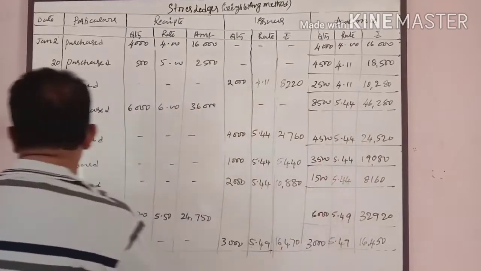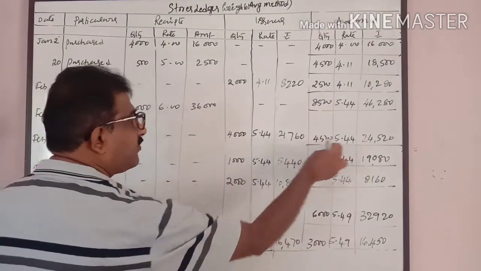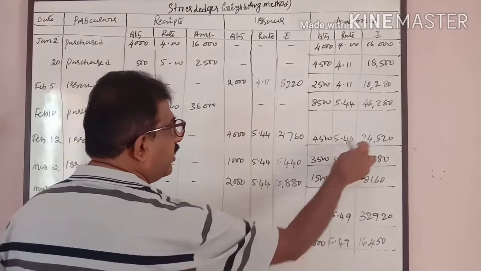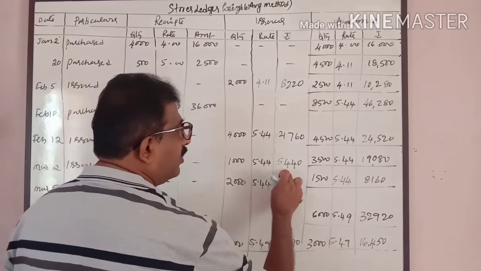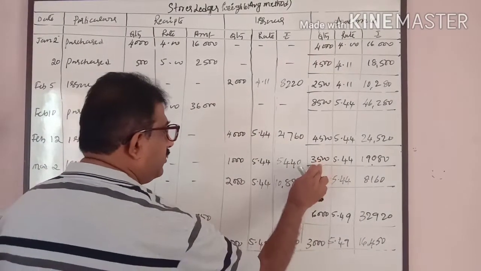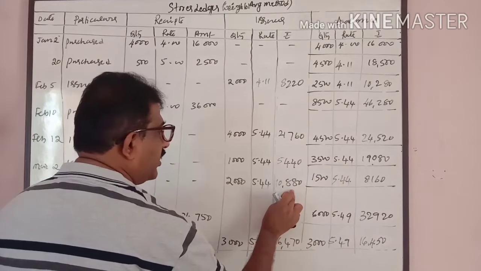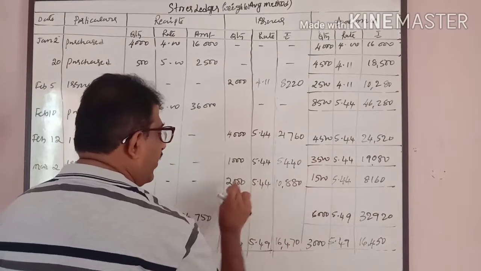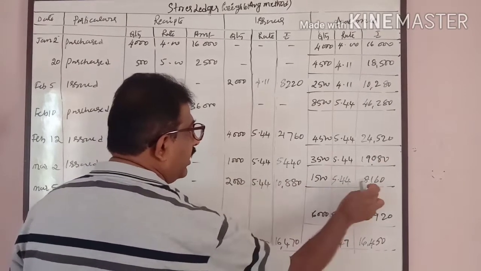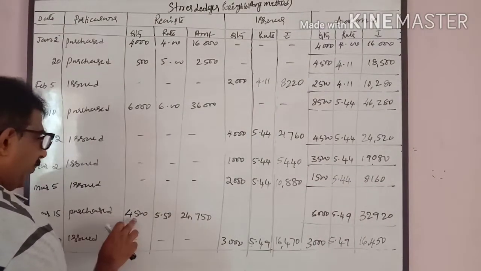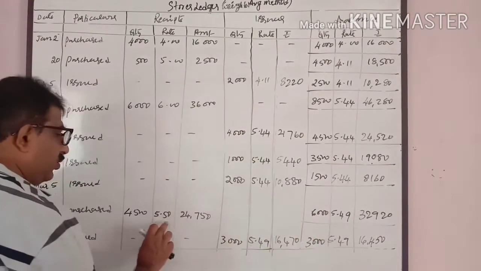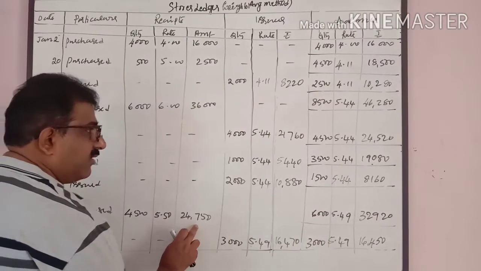Price is the same. March 2nd again issued 1,000 units, 5.44, 5440. 4,500 minus 1,000, 3,500, 24,520 minus 5,440, 19,080. March 5th again issued 2,000 units. 5.44 is the price, 10,880. So balance 3,500 minus 2,000, 1,500, 19,080 minus 10,880, 8,160. On March 15th, we purchased 4,500 units. 1,500 plus 4,500, 6,000. At the rate of 5.50, it comes to 24,750.